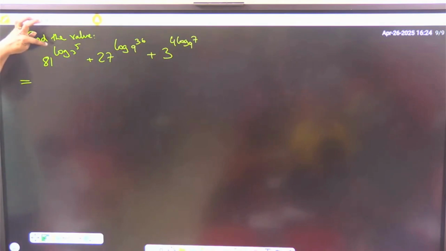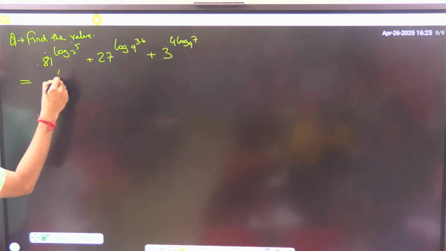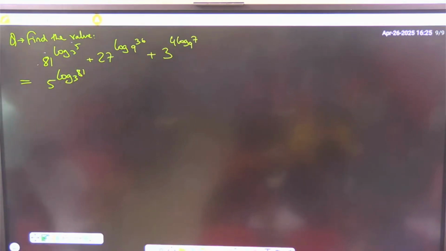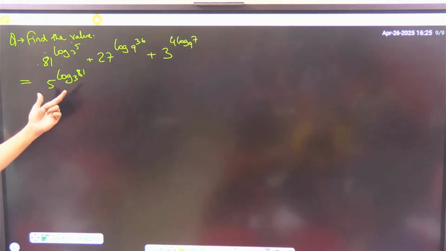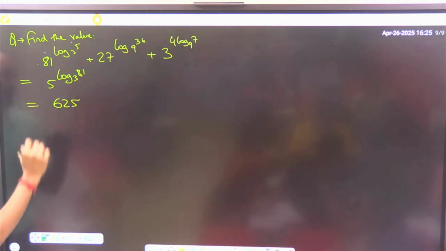What should we do for the first term? It's a number raised to the power log of a different base. What do we do? The base and the number inside are interchangeable. Flip them over. So we get 5 to the power log 81 to the base 3. Now what is log 81 to the base 3? 4. So here we have 5 to the power 4, value 625. So the first term is set at 625.